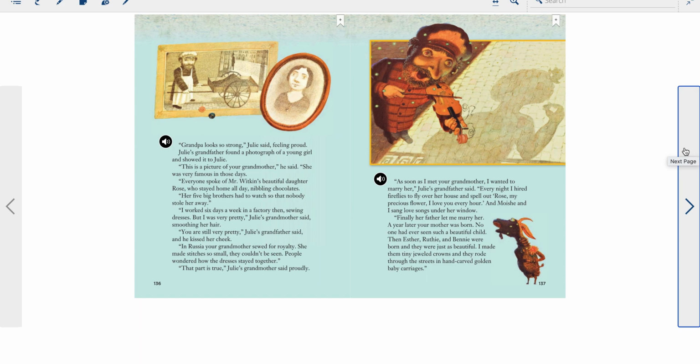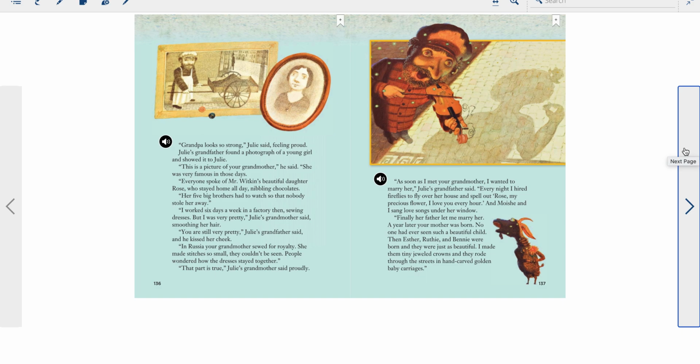I worked 6 days a week in a factory then, sewing dresses. But I was very pretty," Julie's grandmother said, smoothing her hair. "You are still very pretty," Julie's grandfather said, and he kissed her cheek. "In Russia, your grandmother sewed for royalty. She made stitches so small they couldn't be seen. People wondered how the dresses stayed together." "That part is true," Julie's grandmother said proudly.